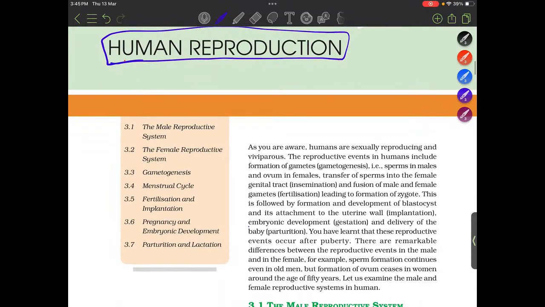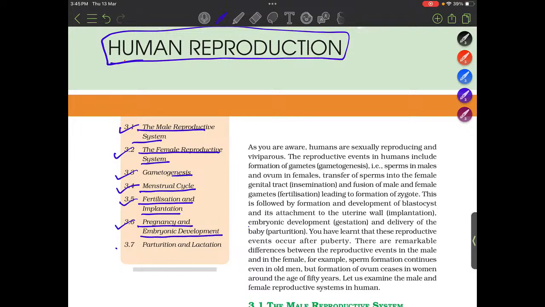Human Reproduction: 3.1 The Male Reproductive System, 3.2 The Female Reproductive System, 3.3 Gametogenesis, 3.4 Menstrual Cycle, 3.5 Fertilization and Implantation, 3.6 Pregnancy and Embryonic Development, 3.7 Parturition and Lactation.